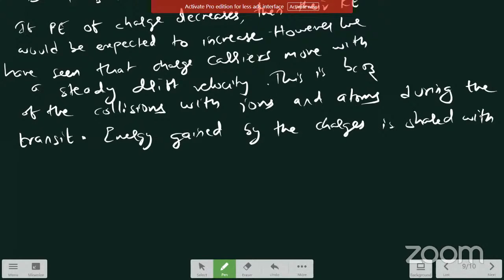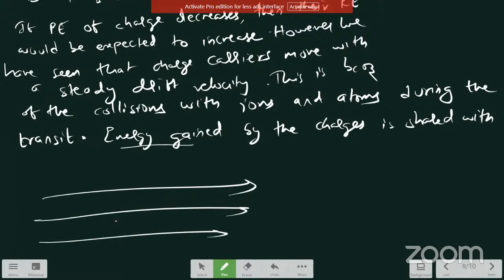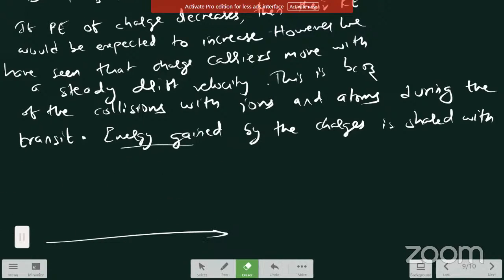We expect that kinetic energy should increase because it has gained some energy because of the electric field. The electric field will be from higher potential to lower potential, and obviously charge also flows from higher to lower potential. It is pushed by the electric field, so because of force it will gain some energy. Acceleration is expected, but it is not there because of collisions.